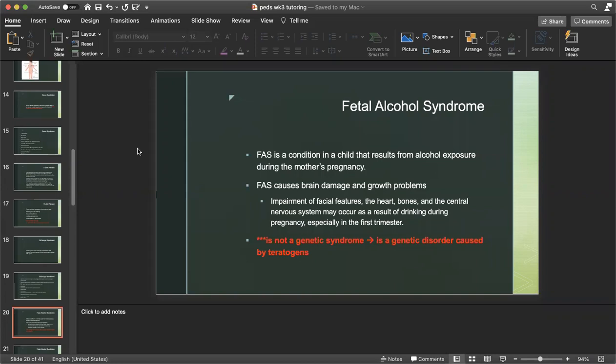So just remember that it's not a genetic syndrome. It's a disorder caused by teratogens. I don't really know how to say that word, but that was a question on the exam. So what I put in red, emphasize that in your notes because she did ask us that.